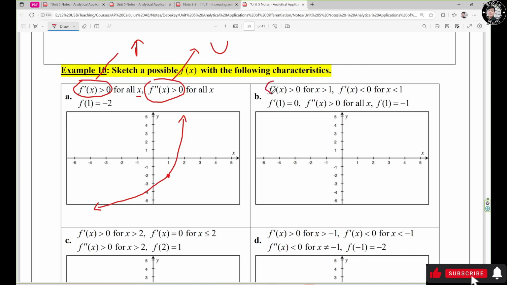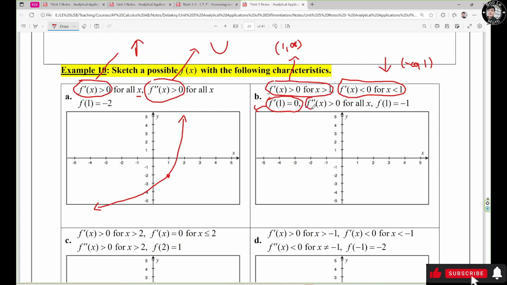f prime of s greater than 0 for s greater than 1. It tells us that the function f of s is increasing on the interval 1 to infinity. And f prime of s less than 0 for s less than 1. It tells us that the function f of s is decreasing on the interval negative infinity to 1, right? Now f prime of 1 equals 0. This one is the zero of the function f prime of s. This guy becomes the relative extremum of the function f of s, right?